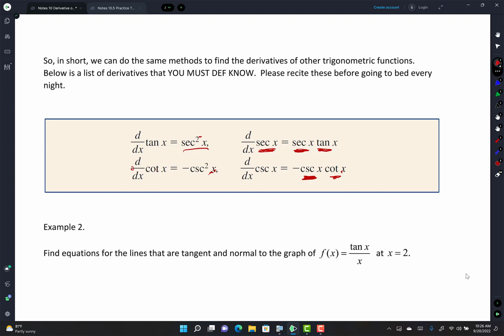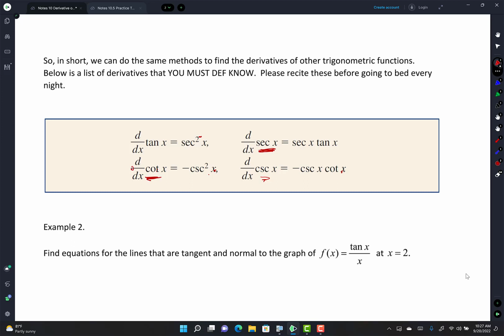Now here's the hack. I'm not going to be able to remember what's negative, what's positive. If it starts with a C, it's negative. The derivative of cosine, negative sine. The derivative of cotangent, it starts with a C, negative cosecant squared. The derivative of cosecant x, negative cosecant x cotangent x. So put it on the side somewhere. If it starts with a C, derivative is negative.